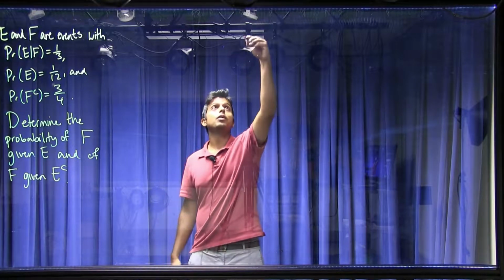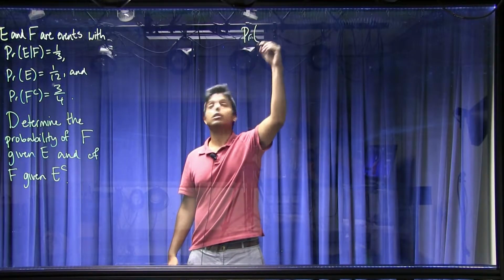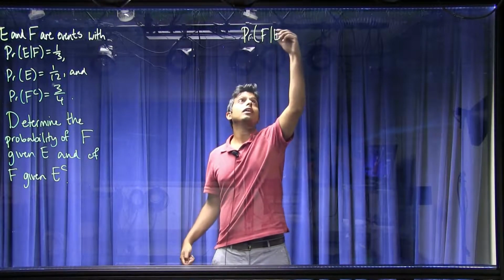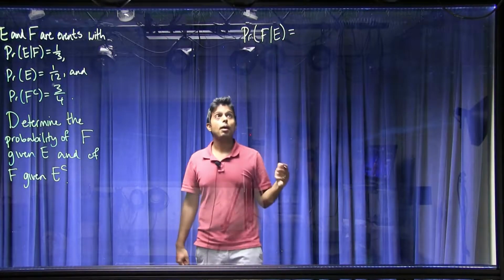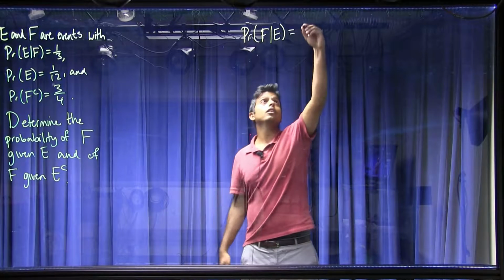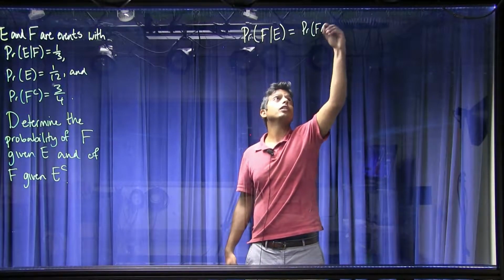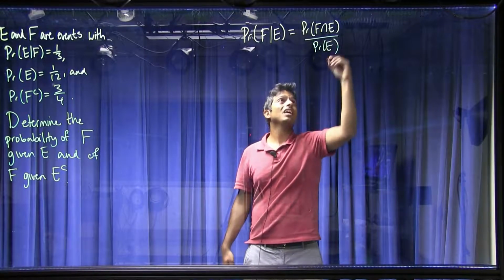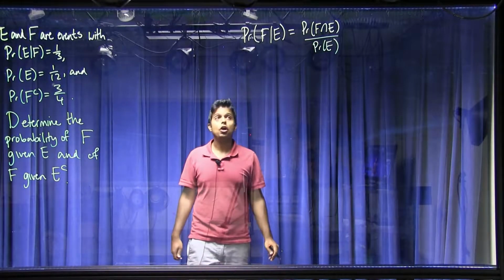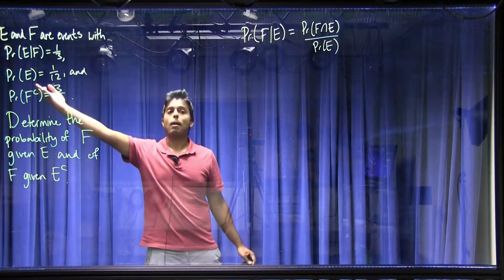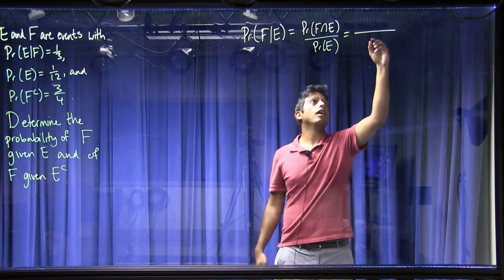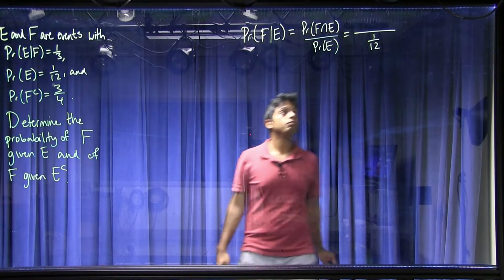So, the first thing that we need to do is figure out the probability of F given E. And by the conditional probability formula, that's exactly the probability of F intersect E divided by the probability of E. And it turns out that we actually know one of those. It's given to us that the probability of E is 1/12. So this is something divided by 1/12.